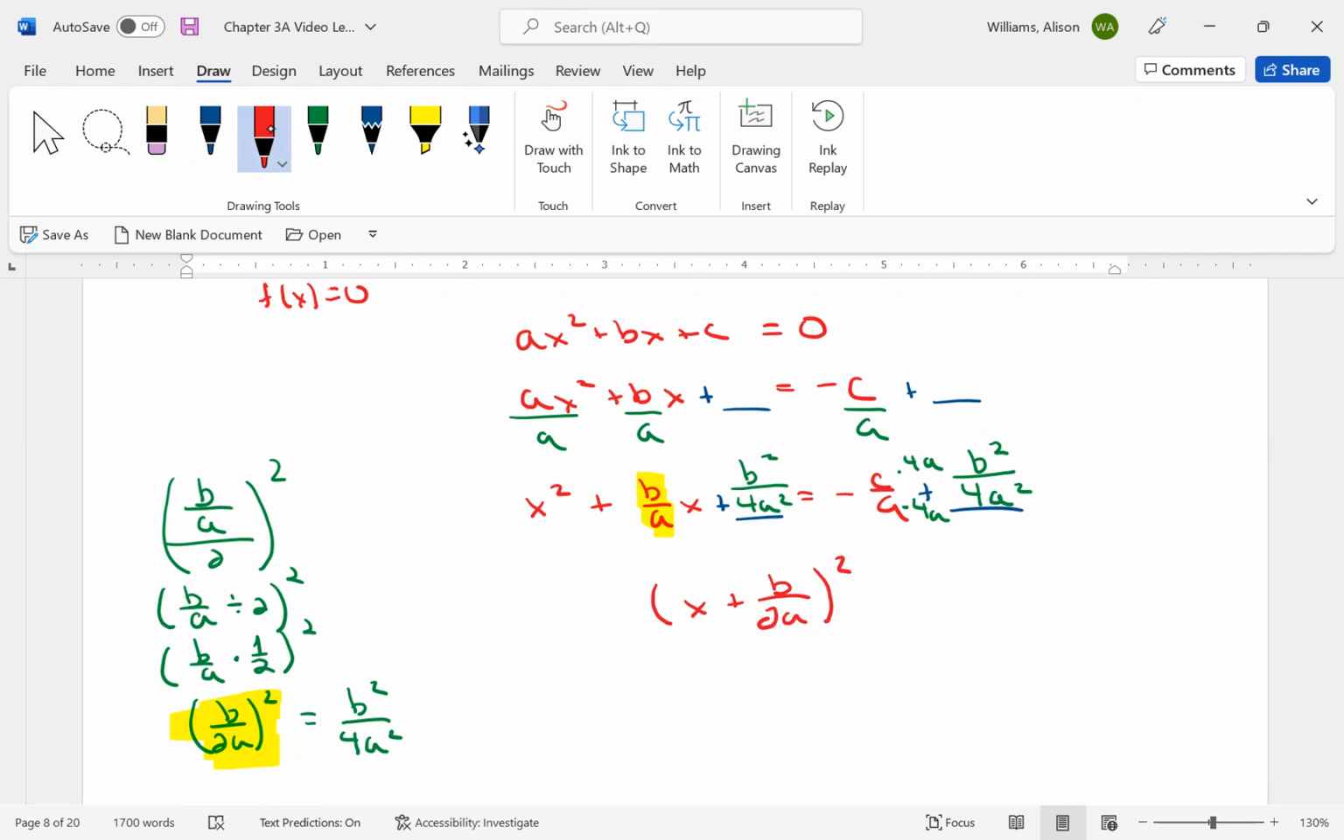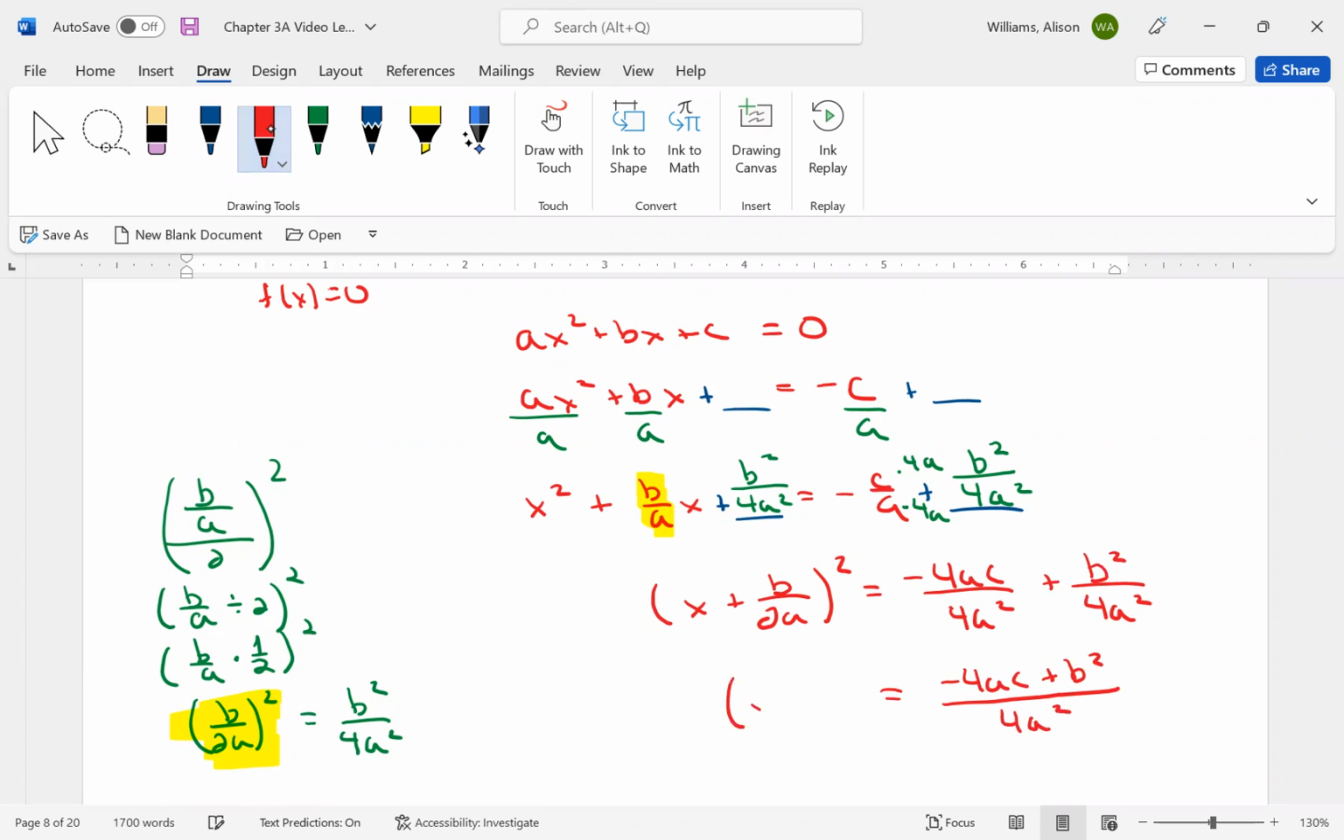Okay, so we're going to multiply this first fraction by 4a. So that's going to be negative 4ac. I just put the a and c in alphabetical order, over 4a squared, plus b squared over 4a squared. Okay, so those two now have a common denominator, which means I could put the two numerators together, but they're not like terms. So they just kind of sit there in the numerator.